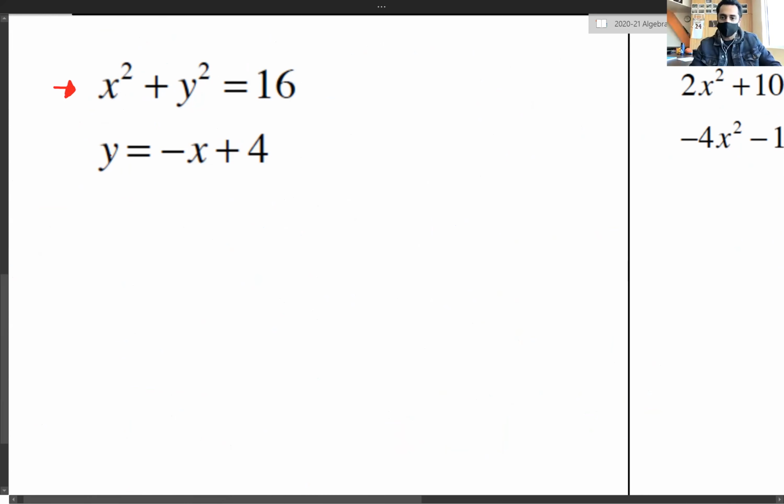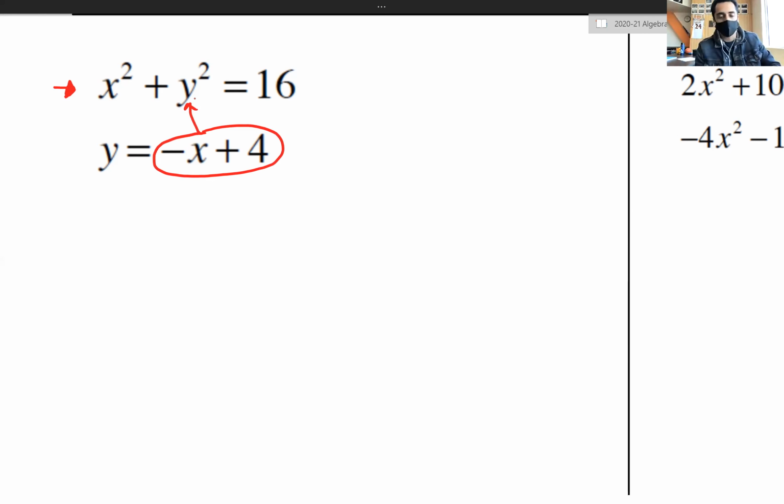We still want to use substitution, right? So I always go to the equation that has an isolated variable. And the one that is isolated is y equals -x plus 4. Y is already by itself. So we get to sub whatever y is equal to. In this case, y is equal to -x plus 4. So guess what? We're going to plug it into the other equation where there is a y, right?